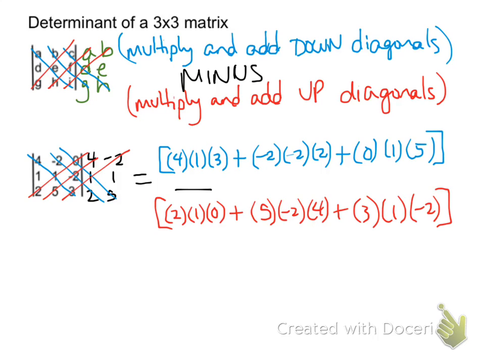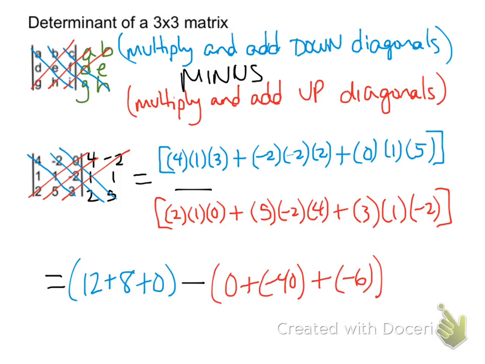And now if we just multiply those out, our blue or down diagonals multiply to give us the products of 12 plus 8 plus 0, minus all our up diagonals, 0 plus a negative 40 plus a negative 6. So we're going to get 20 minus negative 46. Again, changing our double negative to a positive, we get that the value of this 3 by 3 determinant is 66.